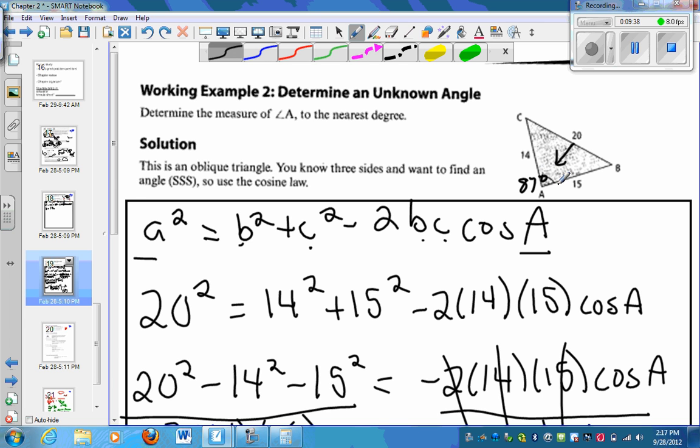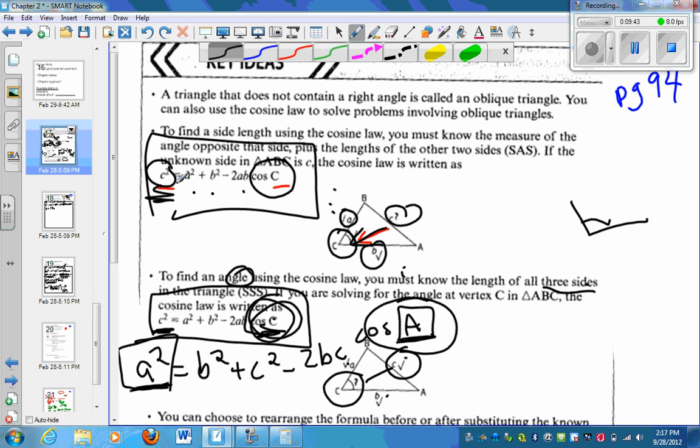Okay, so again, just make sure you always have that relationship in the cosine law where the side over here that is squared and the angle have the same letter. Okay.